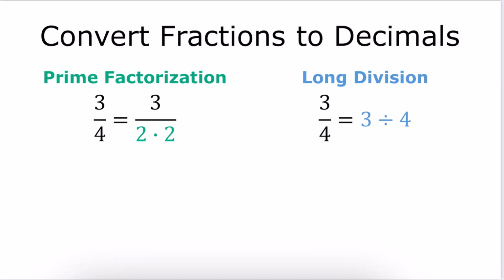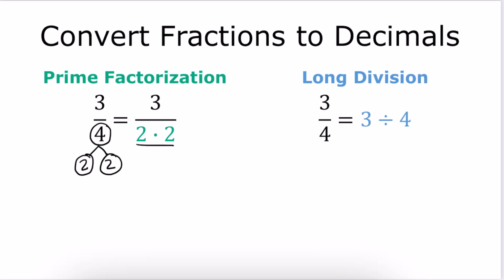The way that the prime factorization method works is you find the prime factors of the denominator of whatever fraction you're trying to convert to a decimal. So, I would say, okay, 4 can be factored into 2 times 2, and 2 is a prime number. So, that means my prime factorization is done. And I just write that 4 equals 2 times 2.